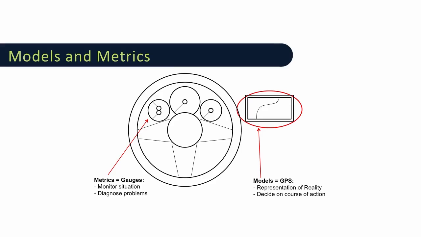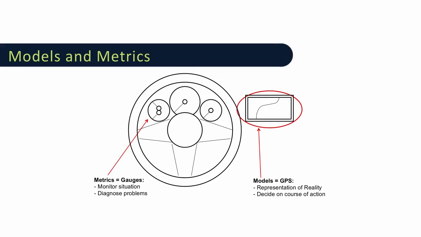In a way, models and metrics are analogous to common items found in an automobile. Metrics are similar to automotive gauges, and you see some on the left. They monitor the situation and help diagnose problems. For example, a driver could look down at her dashboard and notice that the temperature gauge was reading high. Based on that information, she could diagnose that something was wrong with the cooling system.